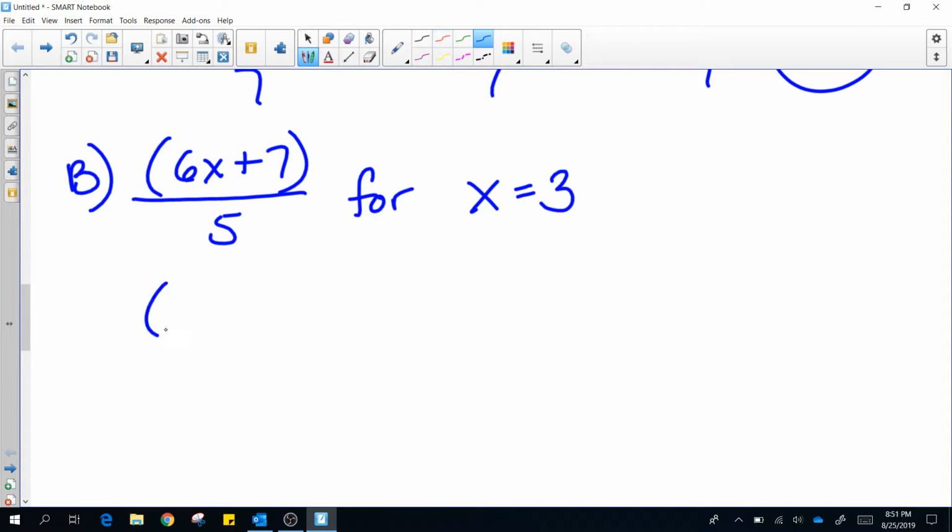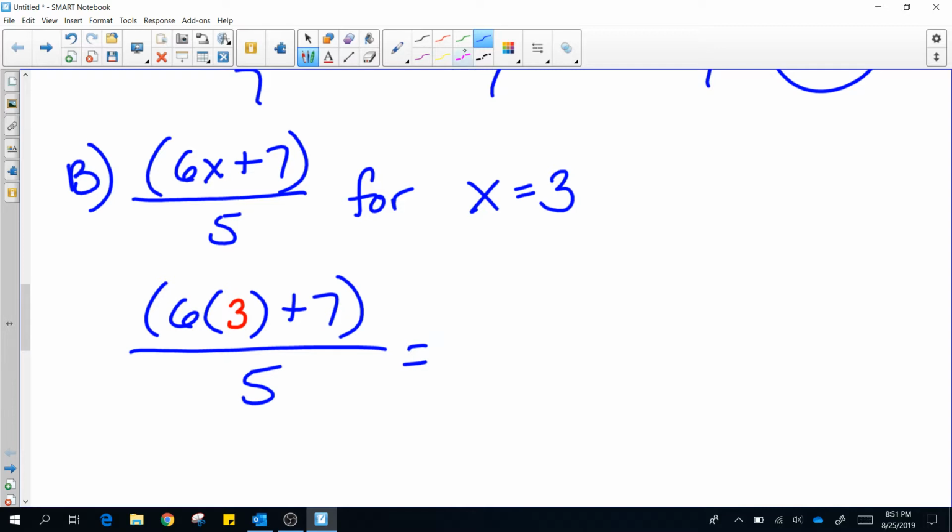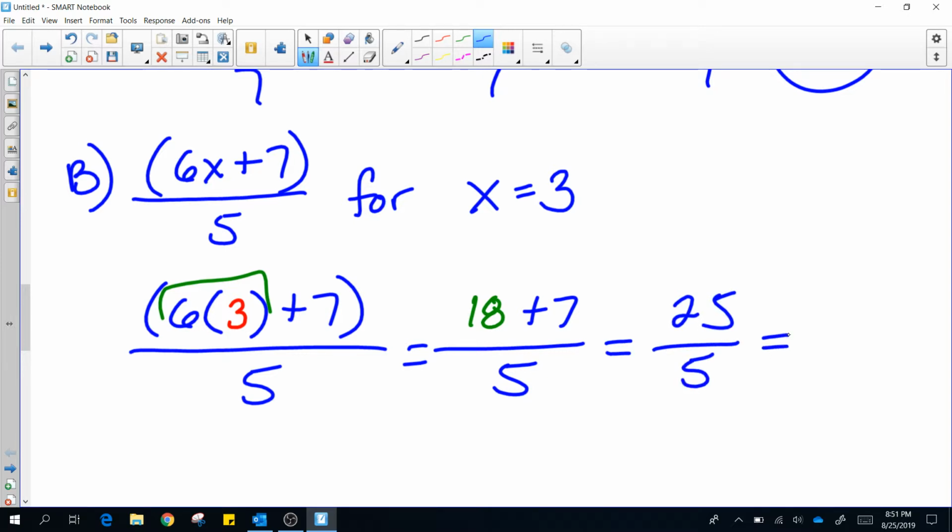Okay, so 6 times 3 plus 7. So order of operations, I'm going to do this, so that's 18 plus 7 over 5. So that's 25 over 5. 25 divided by 5 is 5. Okay.